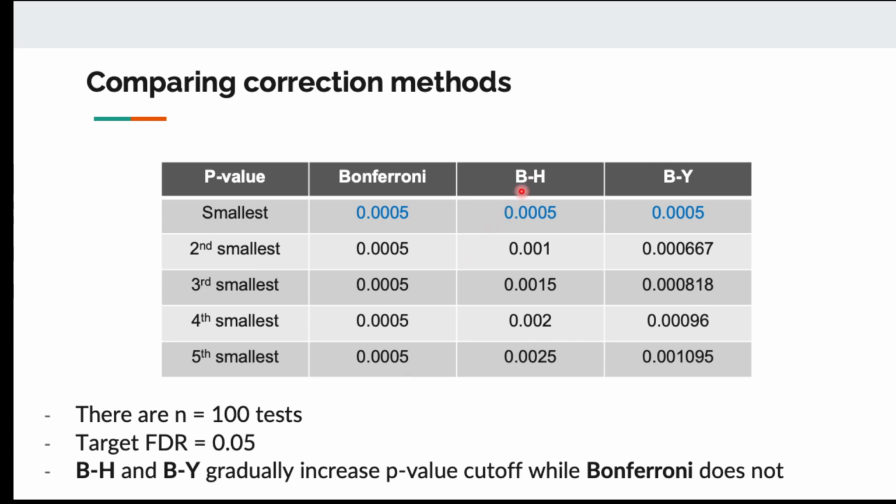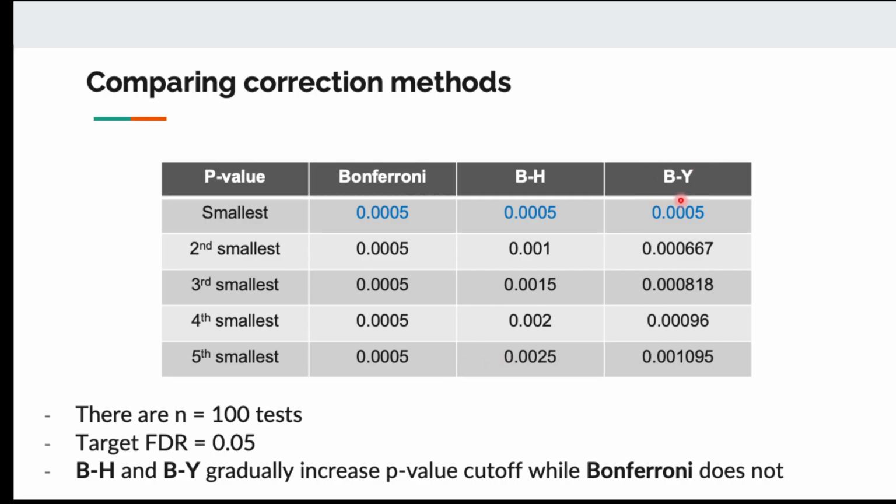For Benjamini-Hochberg, because the cutoff keeps getting larger, from 0.05, which is equivalent to Bonferroni, to 0.01 times 2, 0.015 times 3, 0.002 times 4. So the cutoff keeps getting larger, so it's easier for the gene to pass.